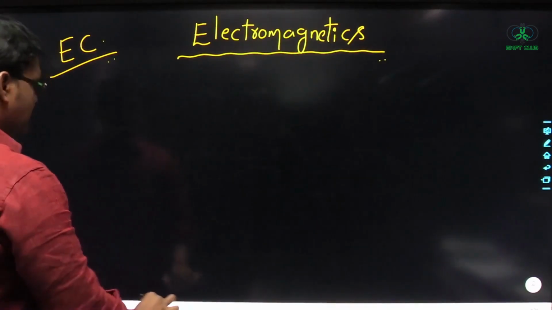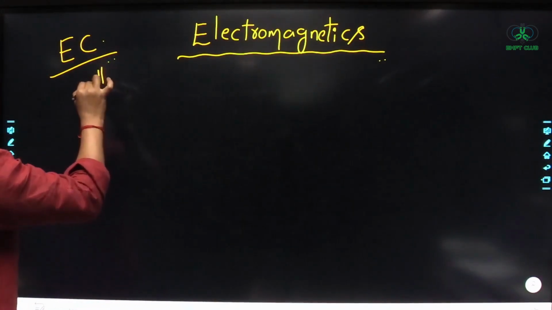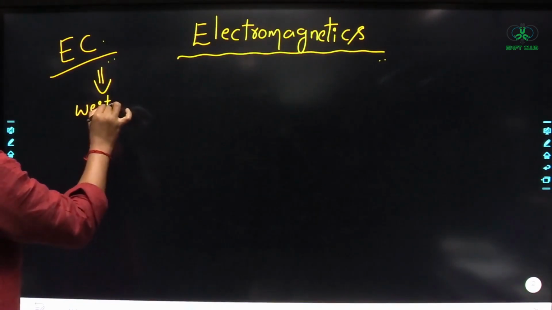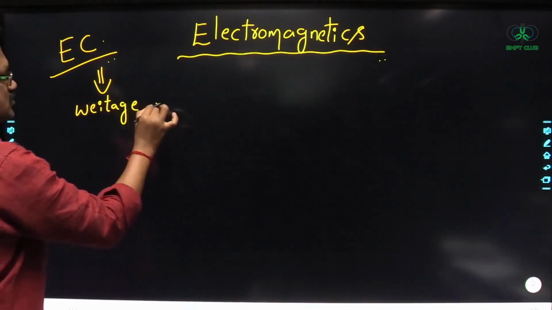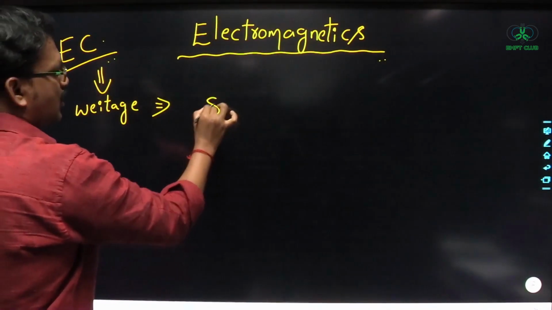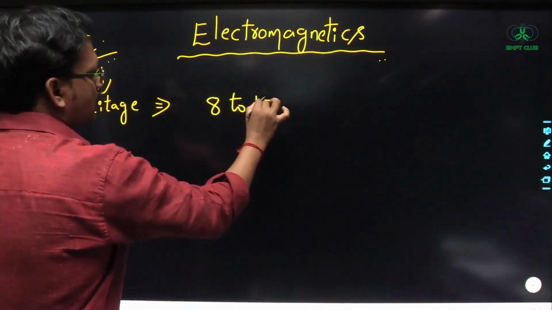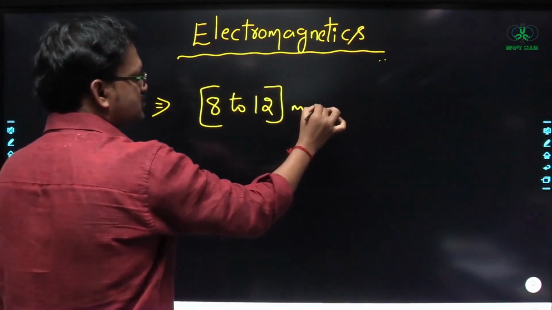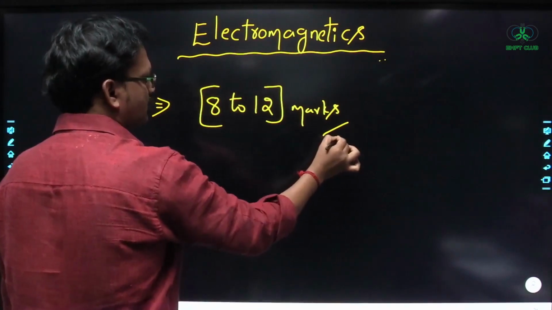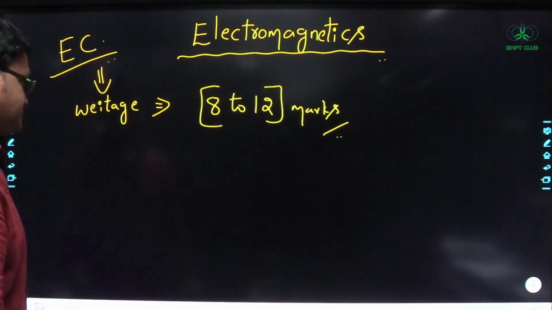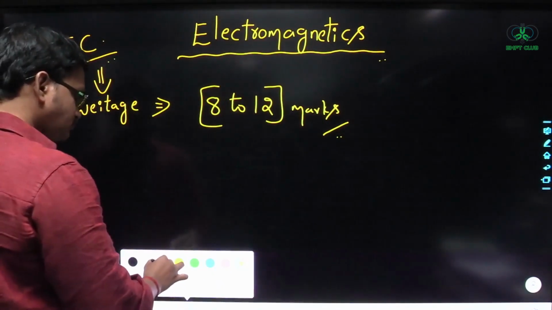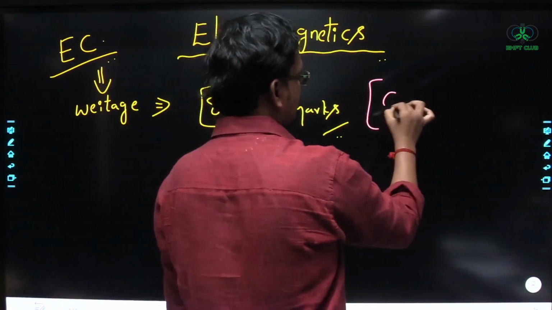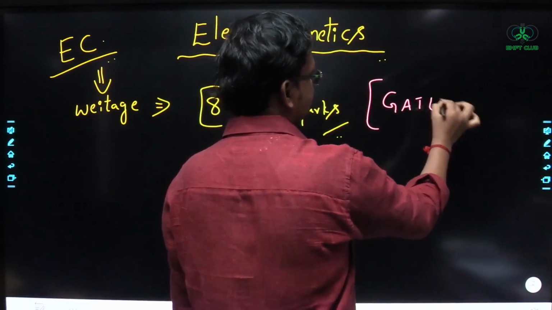So generally the weightage of this subject for EC students will be around 8 to 12 marks. We can expect 8 to 12 marks on average. So this is the weightage in the GATE exam for EC students.